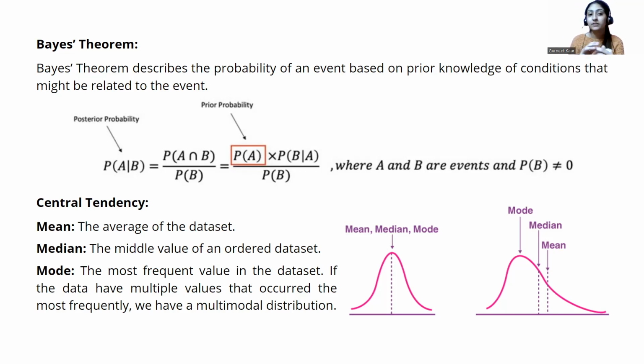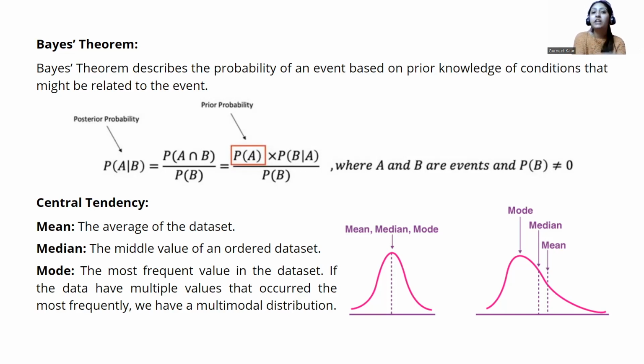Then we have probability of B given A. Probability of B given A means that patients are alcoholic given that they have a liver disease, right? So that particular probability would be, let's say, 7%, right? So given these three probabilities, we can calculate that.